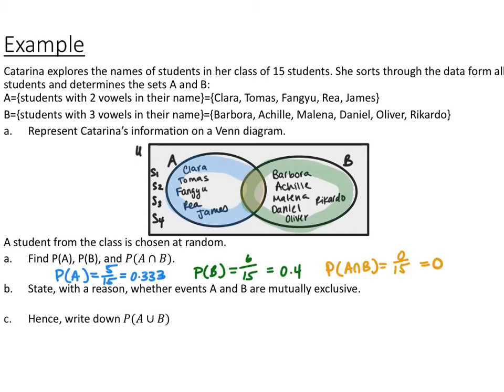So I found the probability of event A. I added up, there's 5 students who have 2 vowels in their name out of the 15 total students, so 5 out of 15, which is 0.333. For event B, there are 6 students who have 3 vowels in their name, so 6 out of 15, which is 0.4. And then for the intersection, you can't have both 2 vowels and 3 vowels in your name at the same time, so there were no students in the intersection, so 0 out of 15 or 0.